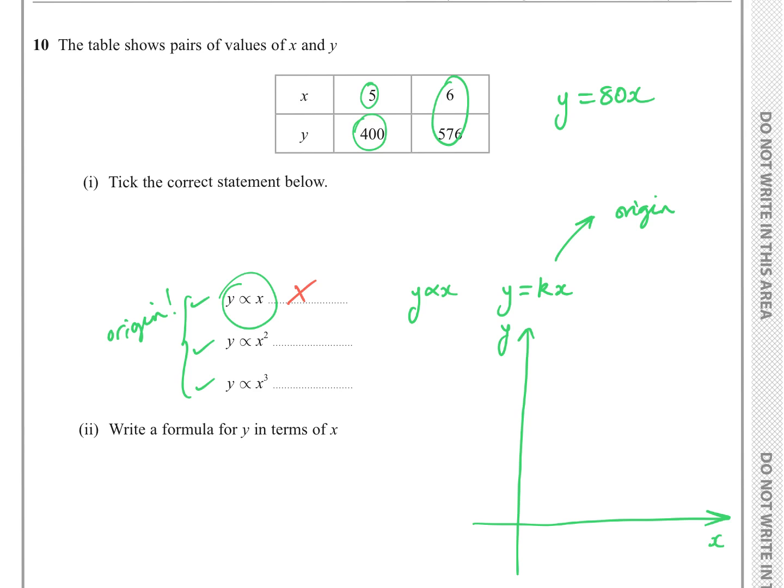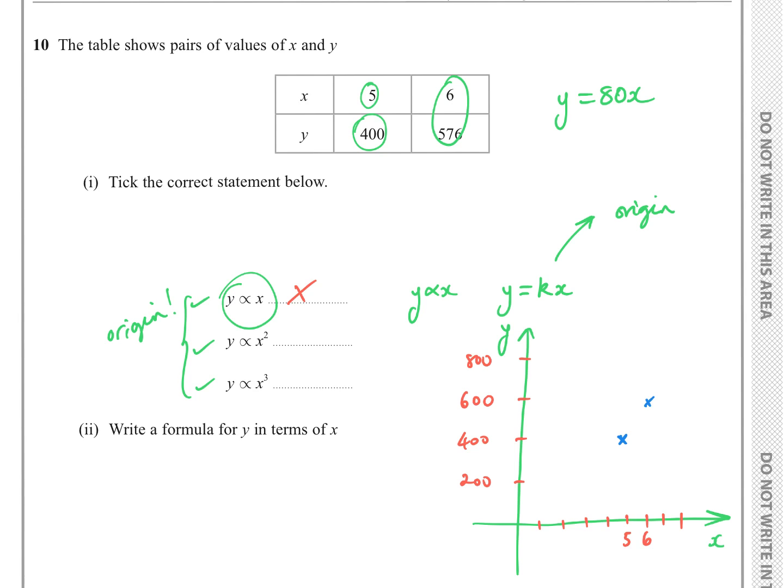Another reason why it's out is if you plotted 1, 2, 3, 4, 5, 6, 7, 8, say, and 1, 2, 3, 4, 5 is here, and 6 is here. If you were to look at the y-axis and go up, say, 2, 4, 6, 8, up to 800, my scale's probably not brilliant there, but the point I'm trying to make is if you plotted these, so 5 along, 400 up, and then 6 along, 576.